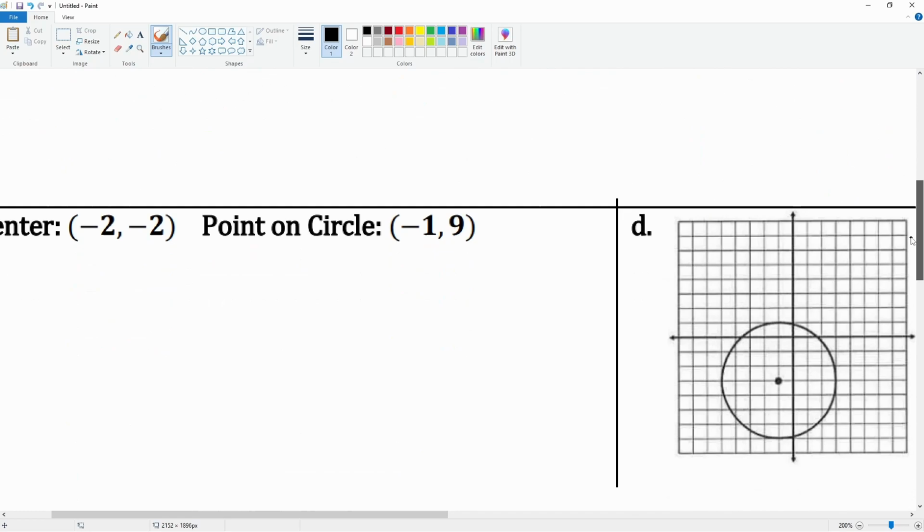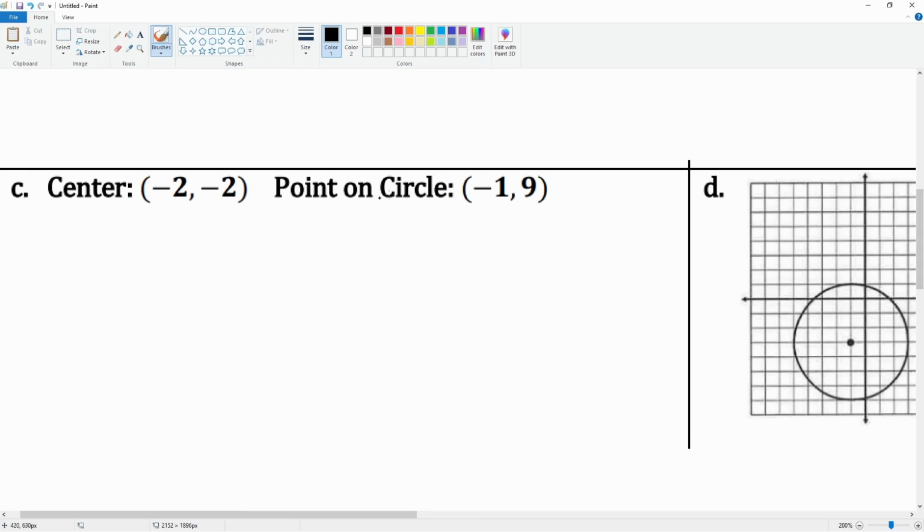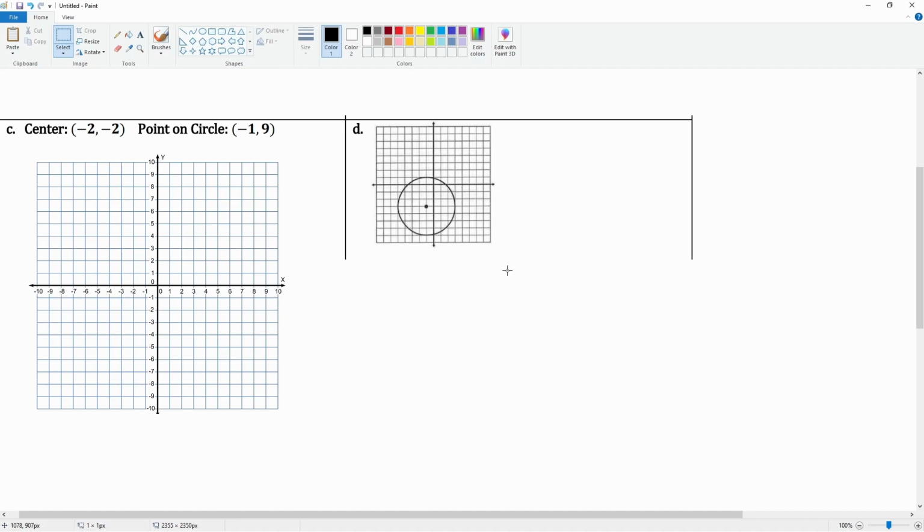Next, let's go down here. I have the center and I have another point of the circle. You know what I'm going to do? It's good for us to have a good graph if you have two points here. So give me a second and I'm going to get you a graph. All right, we're back.